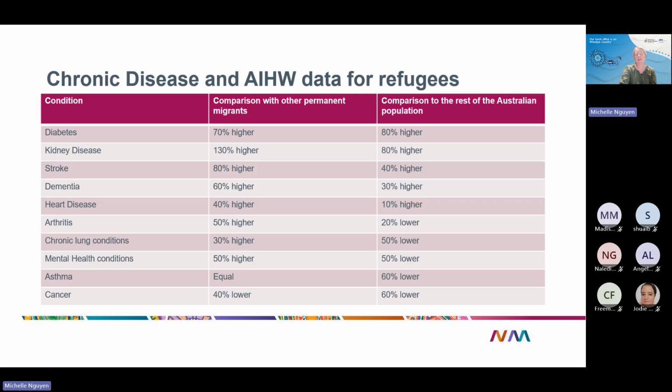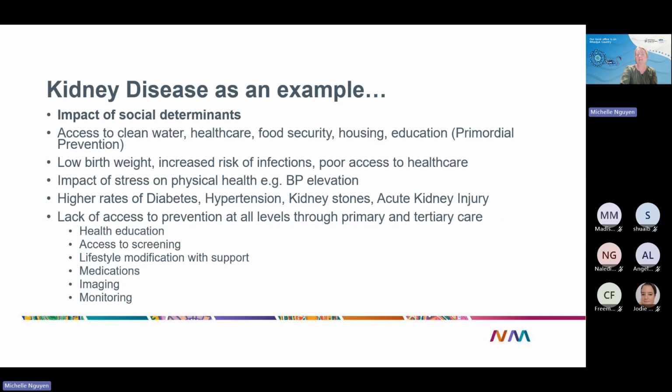I showed this slide on a previous talk that I did, and I just wanted to highlight that rates of diabetes, kidney disease, stroke, dementia, and heart disease are significantly higher in refugees as opposed to other permanent migrants, or in comparison with the rest of the Australian population. So, kidney disease as an example.